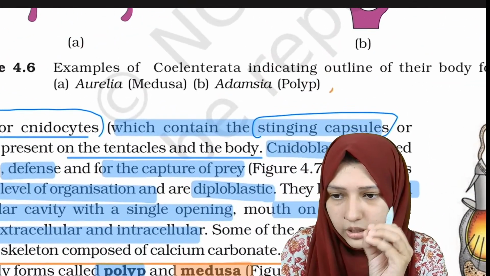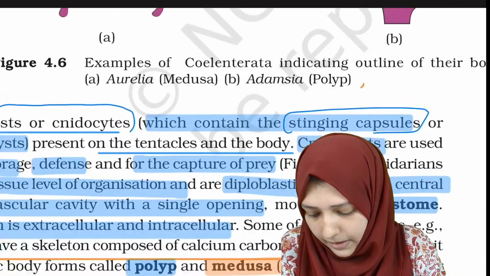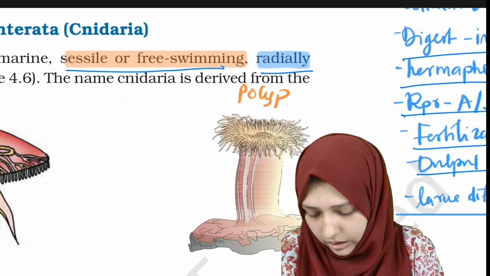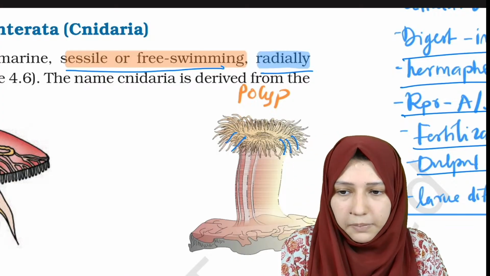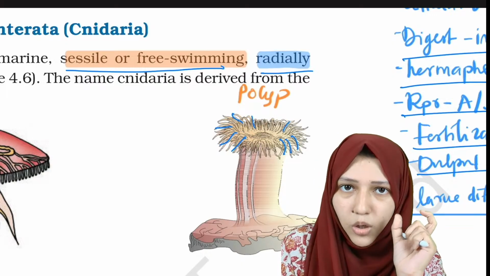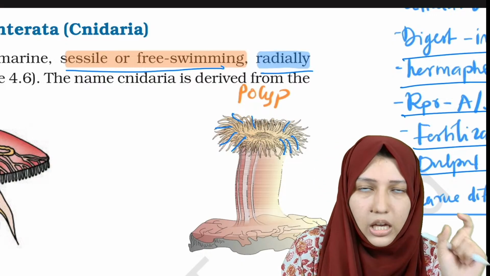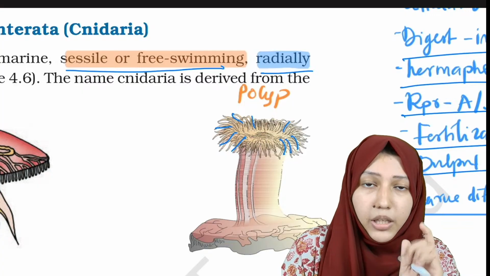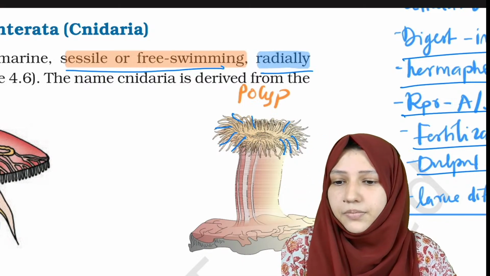And these nematocysts are present on the tentacles of the body. What are tentacles? These structures are known as tentacles. Okay. So, this stinging capsule or nematocyst is present inside the cnidoblast. Okay. This cnidoblast gave the name Cnidaria for these organisms. Clear?